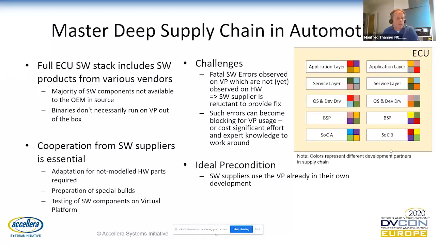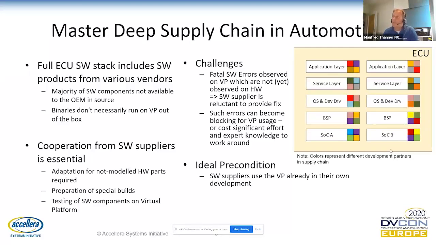The development should start very early and also take into account those elements which are, for example, not modeled, or where there are certain abstractions. There needs to be preparation for special builds, and the testing needs to be done along the supply chain. So ideally, the software development and the software suppliers are all using the virtual prototype as part of their development flow. That means a very tight integration from a project planning, from a commercial setup, as well as from a release process.